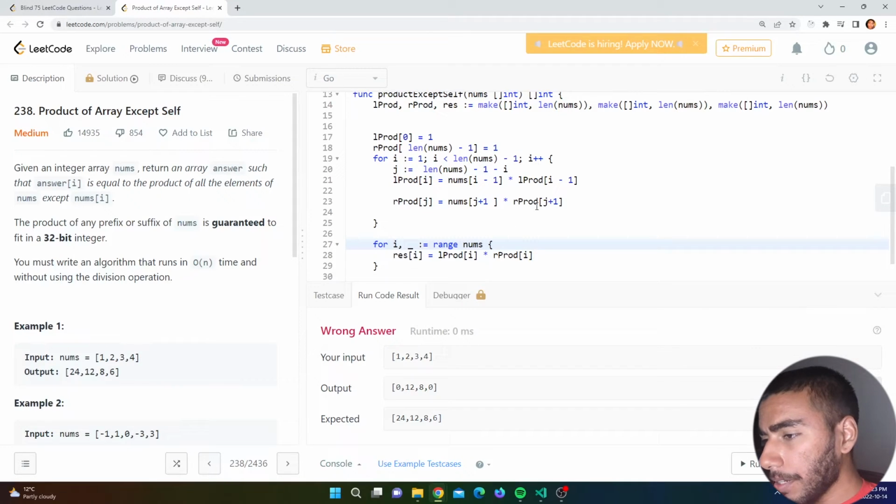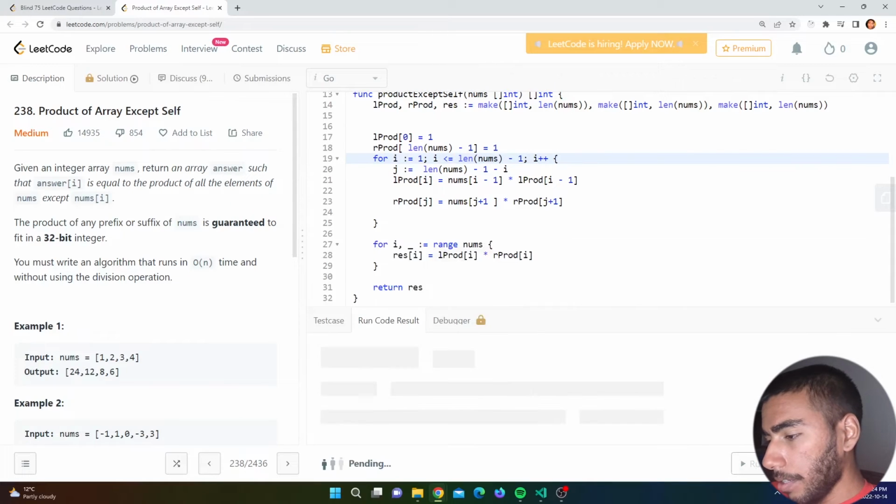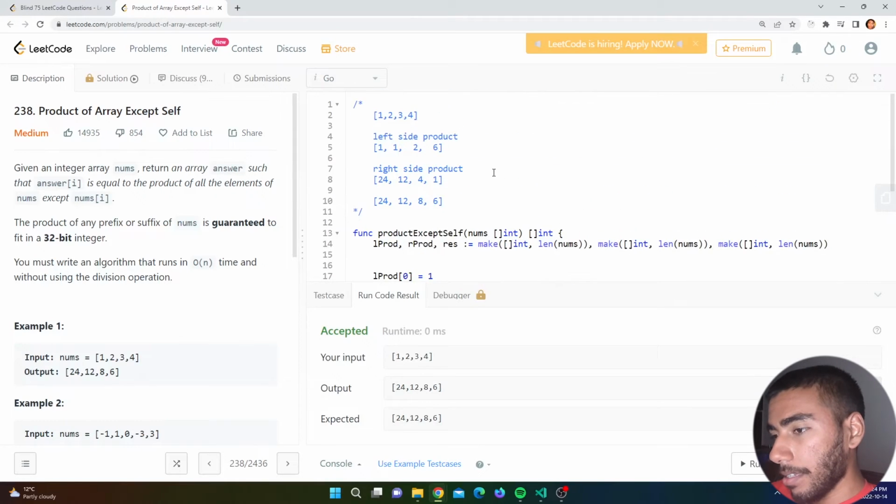I just made one error somewhere. I just got to make sure this is equal to that, so it runs all the way to the very end of each of them. So let's run that. And there we go. So we have it passing.